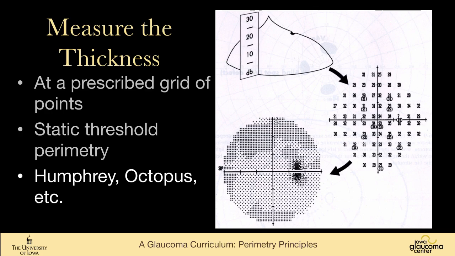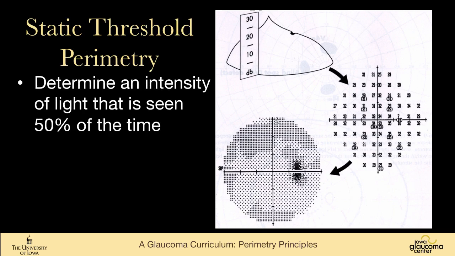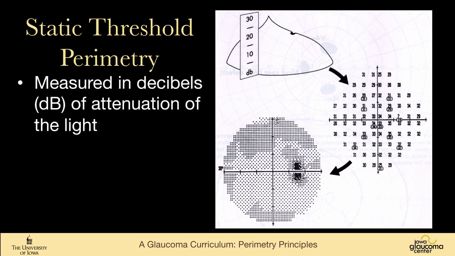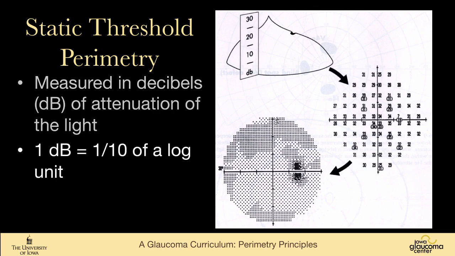So this is what happens in the Humphrey and the Octopus and other static threshold perimeters. They're basically trying to find the intensity of light that's seen half of the time. And that's the threshold. And it's measured in decibels of attenuation of the light. So the light is 10,000 apostilbs, and at this point here that has a 31, that means that the light is attenuated by 31 decibels and is still seen half of the time. 1 decibel is about 1/10 of a log unit.